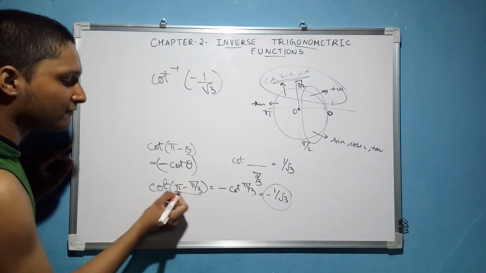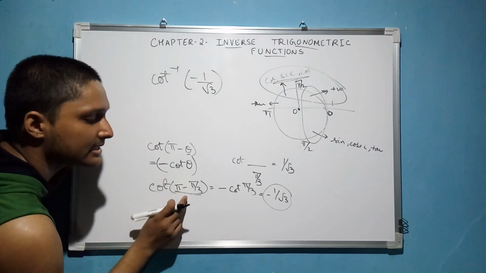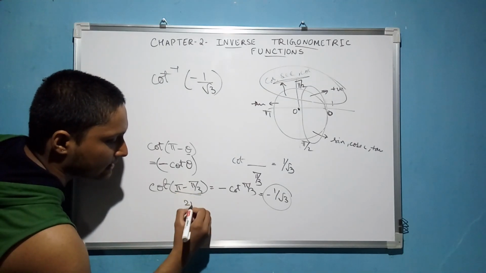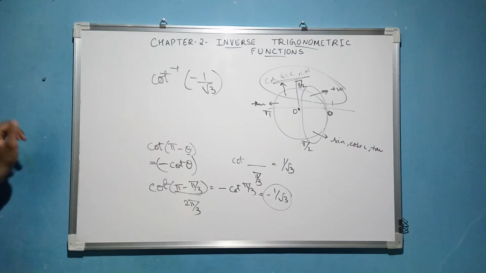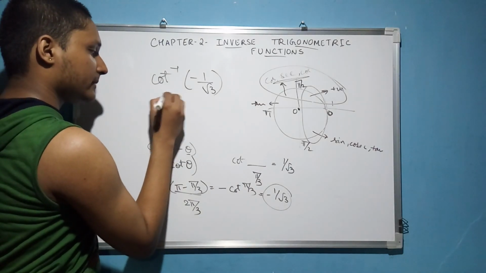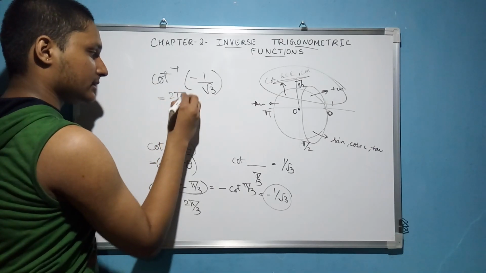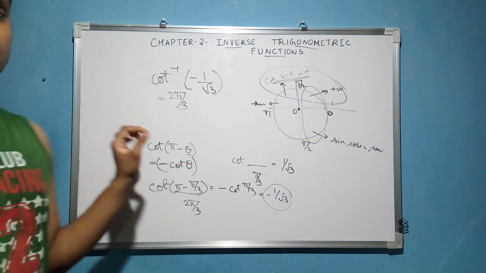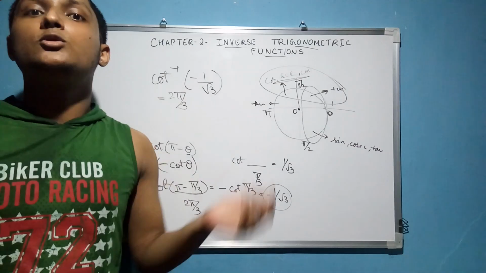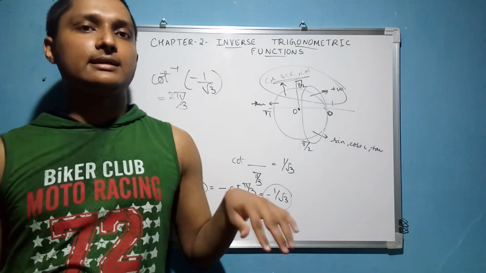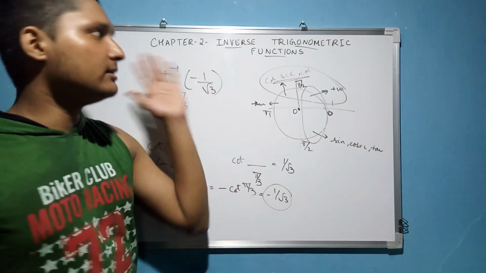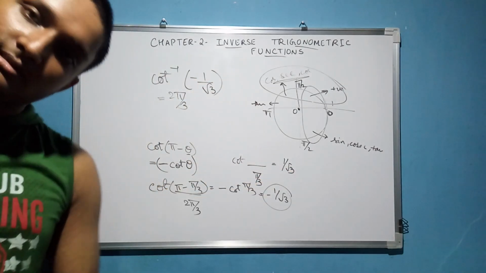So what is the value of this theta? We need to find out. This theta is pi minus pi by 3, that is 2 pi by 3. Therefore, the value of this cot inverse function comes to be 2 pi by 3. So this is it for the first exercise. Then we'll go on to the other properties and identities for the inverse trigonometric functions.